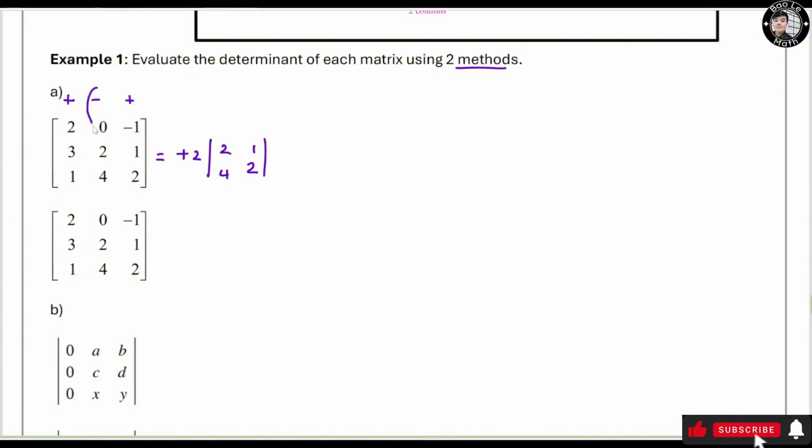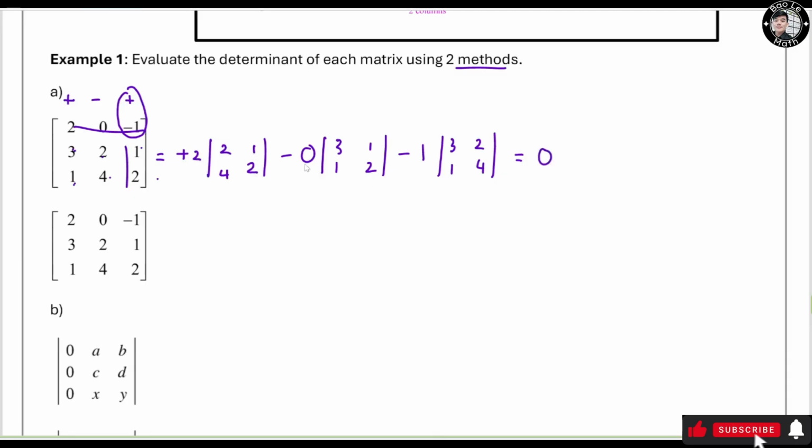Now, the second one, minus 0, determinant right here: 3, 1, 1, 2. Now the third one, plus negative 1, which is negative 1, times the determinant 3, 2, 1, 4. Now we're going to simplify. 2 times 2 is 4, 4 minus 4 is 0, times this one, it should be 0. The second one should be 0 too, because anything multiplied by 0 is 0. The third one: negative 1 times 3 times 4 is 12, subtract 2, it's 10. So the answer is negative 10.